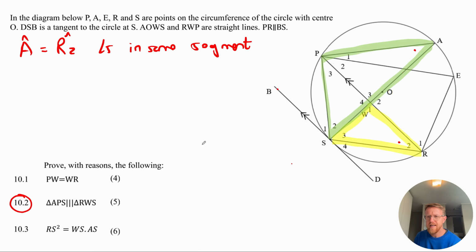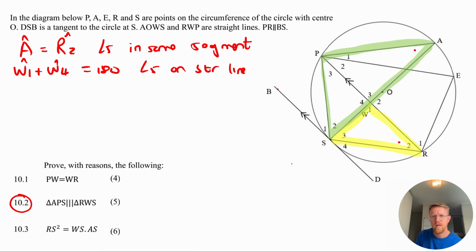Okay, now the next thing is, remember earlier in this first question, we showed that this was 90 degrees. So that means that this one is also 90 degrees, right? So let's just quickly say that W1 plus W4 must add up to 180, and that's just because of angles on a straight line. And so W1, it looks like a weird E, W1 is going to be 90 degrees. Okay, so we know that this is 90.